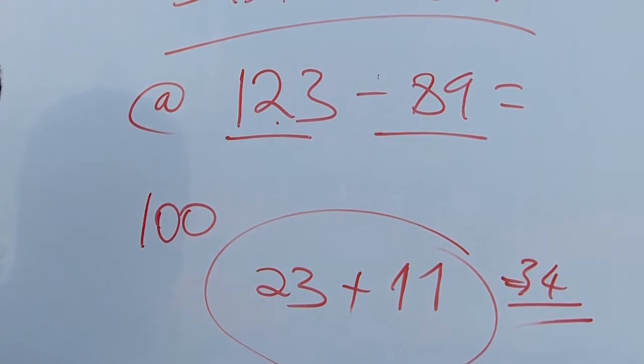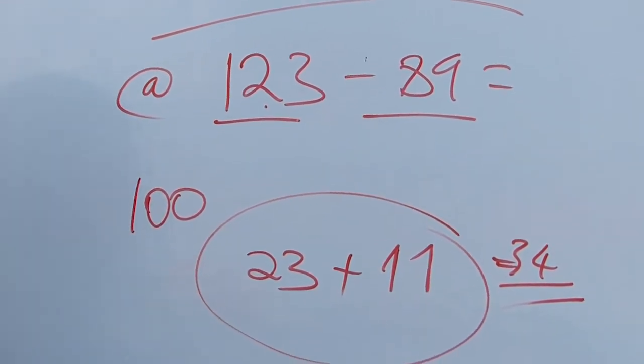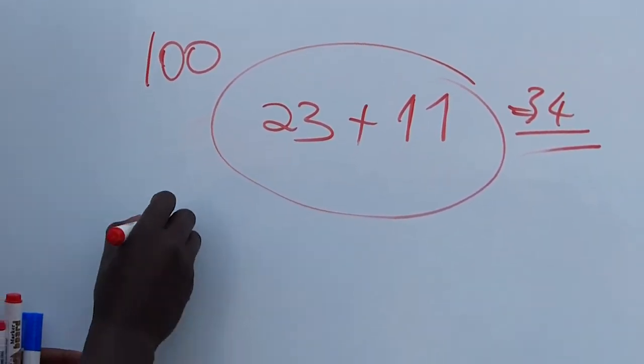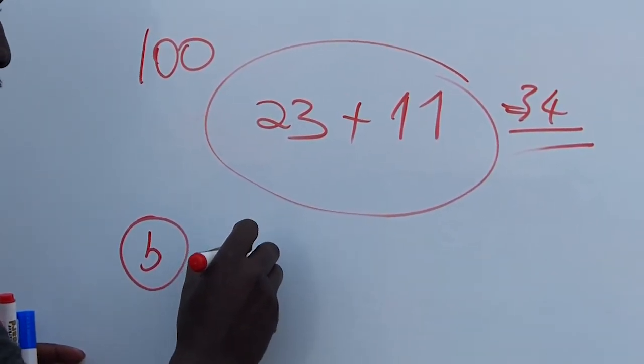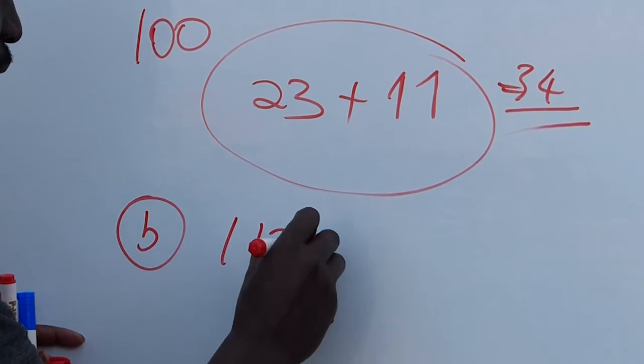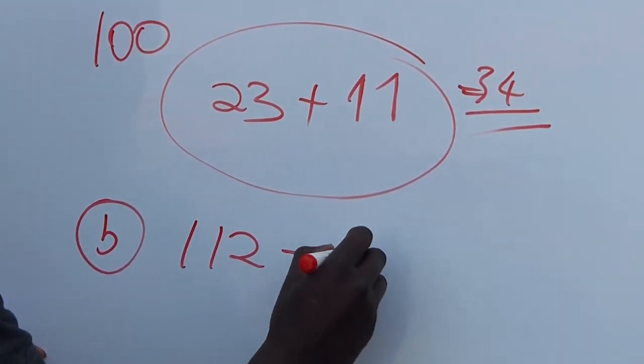And that is, for me, the beauty of doing mental maths. So let's say you have B, you have something like 112 minus 53.